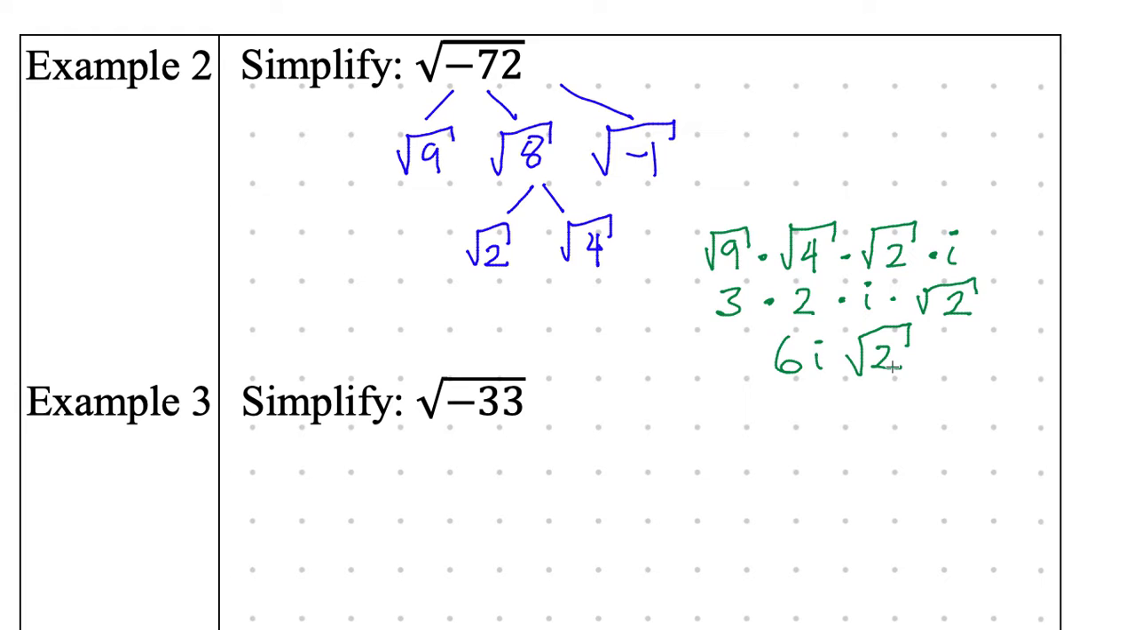Square root of 8 still has a perfect square in it, which is why we keep going. We keep going because there's a 4 in there. 4 times 2 is 8. 4 is a perfect square. Keep going until you're out of perfect squares. Square root of 2 times square root of 4 is square root of 8.